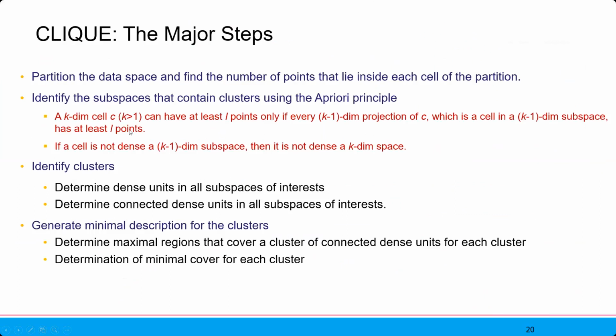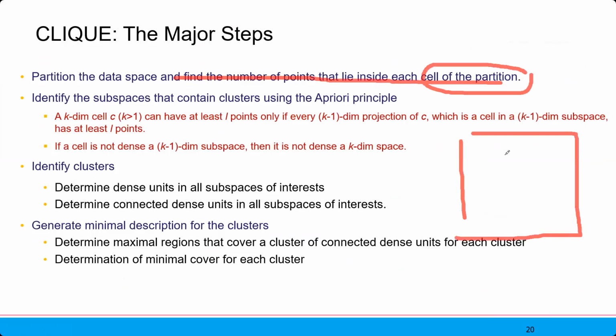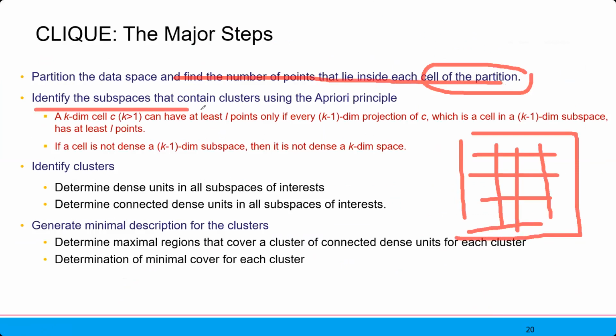The step in CLIQUE, okay, we first partition the data space and find the number of points that lie inside each cell of the partition. So as I mentioned to you, we have this data and then we want to partition. Let's say I want to partition into some grid like this and identify the subspace that contains clusters using the a priori principle. You still remember the a priori principle? If you forget, please look at the association.